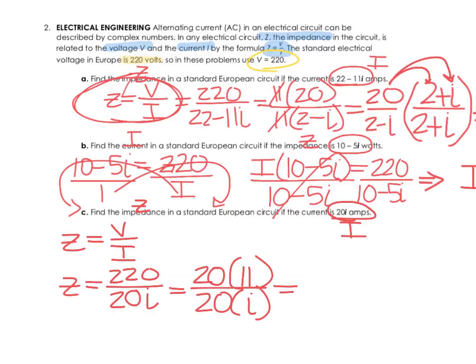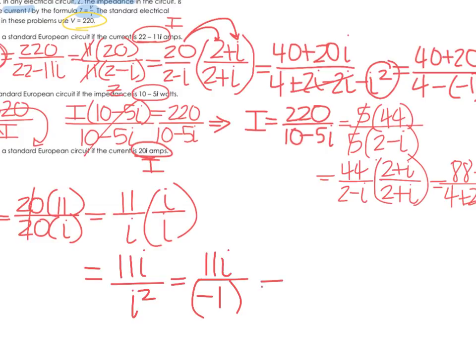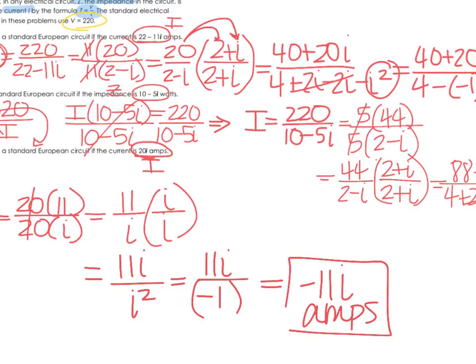So the 20's cancel out, and we're left with 11 over i. Now we've got to get rid of the i from the denominator. So we multiply top and bottom by i. And then we end up with 11i on top over i squared on the bottom. 11i on top, and we replace the denominator with negative 1 because that's what we replace i squared with. And then we just end up with negative 11i. And we're talking about amps, so it's negative 11i amps.